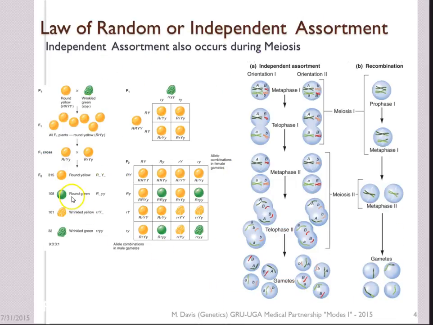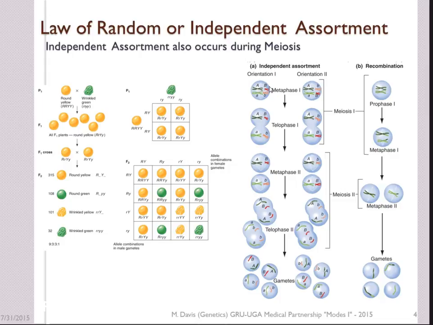Another one of Mendel's important laws was the law of random or independent assortment. Basically, this law just takes account of the fact that certain traits are inherited without regard to others. This is because the genes that are responsible for these traits are not linked. In other words, they don't reside very close together. Independent assortment also occurs during meiosis.